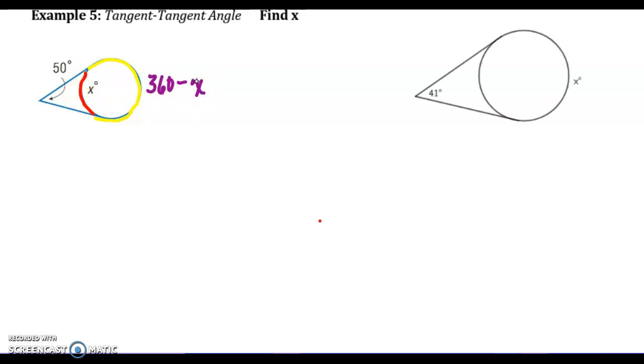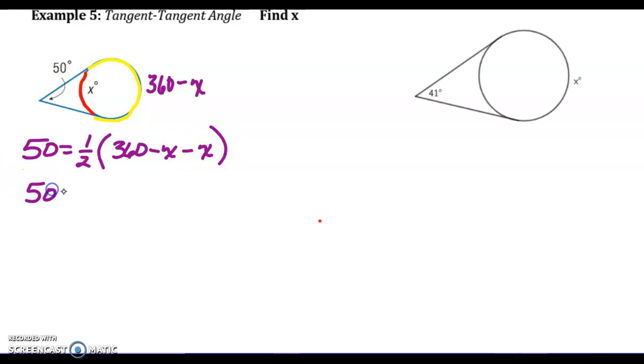So if we know the angle is created outside, we're going to say that angle, 50, is equal to 1/2 the larger arc, which is 360 minus x, and then subtract, because it was created outside, subtract the smaller arc of x. All I'm going to do is clean this up on the inside. I'm going to combine like terms. You get 2x. You can distribute the 1/2 and not create fractions, or you can multiply both sides by 2. Either way is perfectly fine.